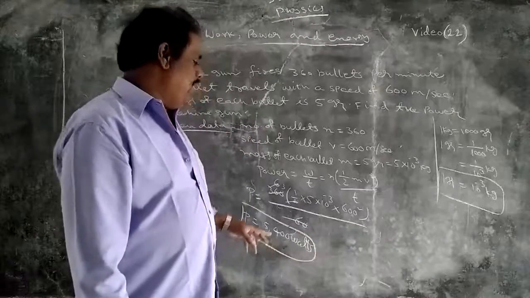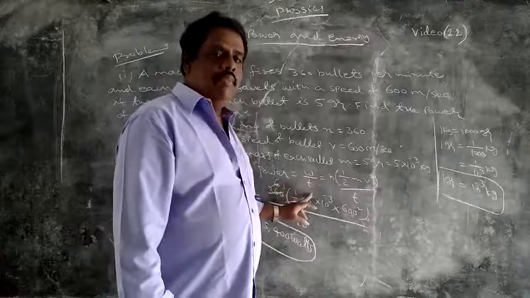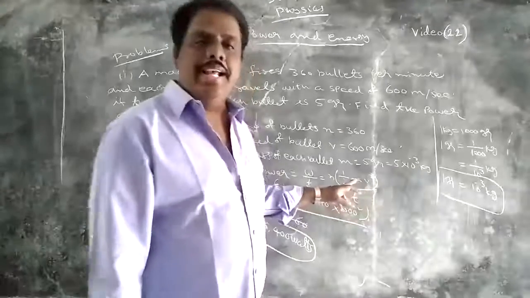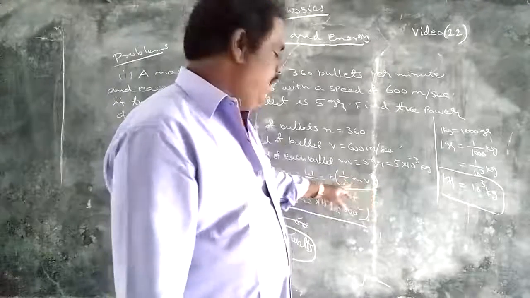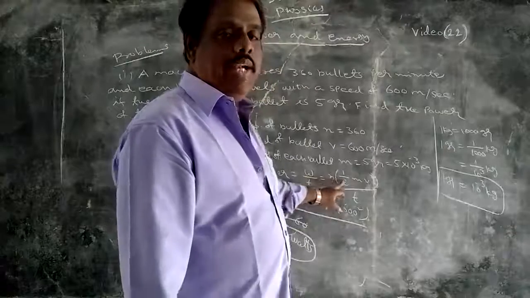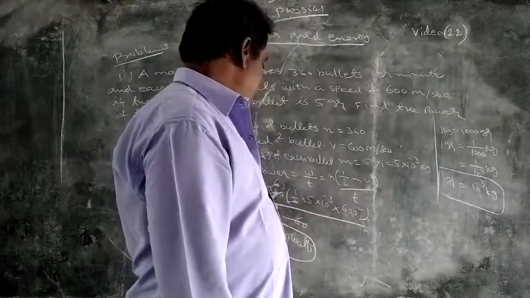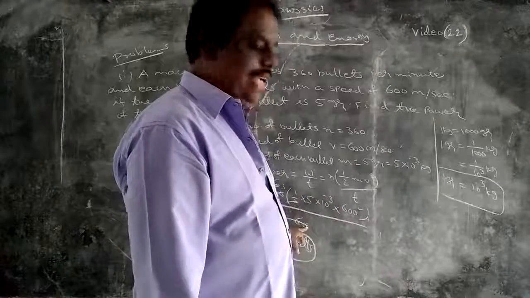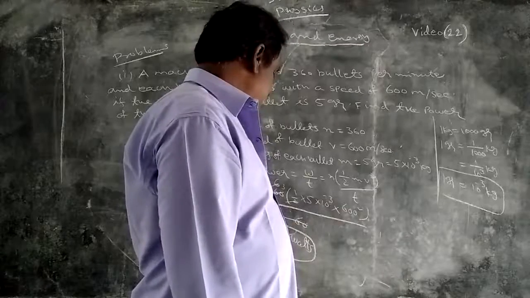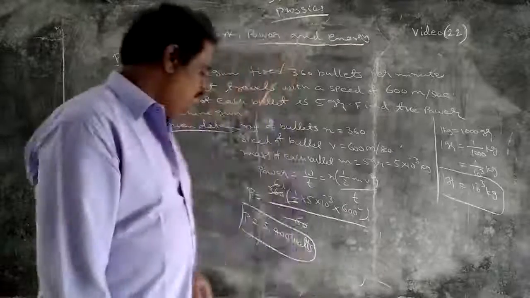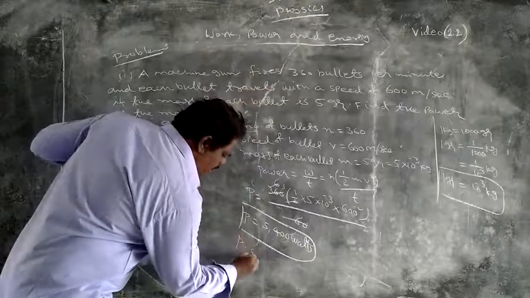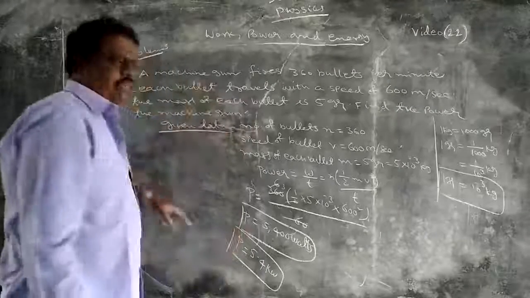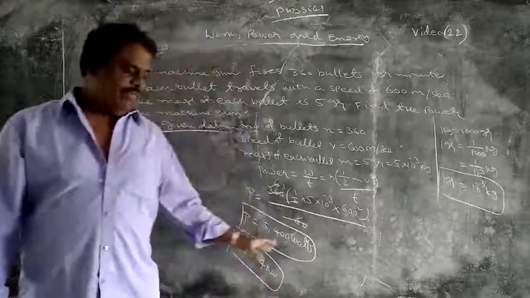So what is the formula we have to use? Remember: work done by time. Because bullets are in motion, the work done will be in the form of kinetic energy. Kinetic energy formula is half mv square. There are n bullets, so n into half mv square by t. N value 360, m value, v square, t value 60 seconds. On solving this, power is 5400 watts or 5.4 kilowatt. Because kilo means 1000, 5400 becomes 5.4 kilowatt.